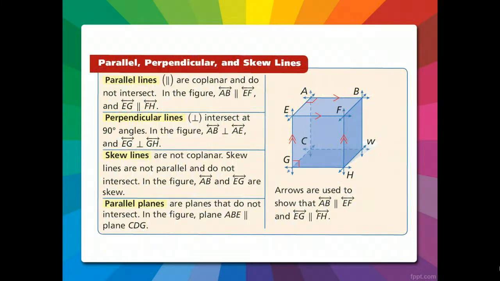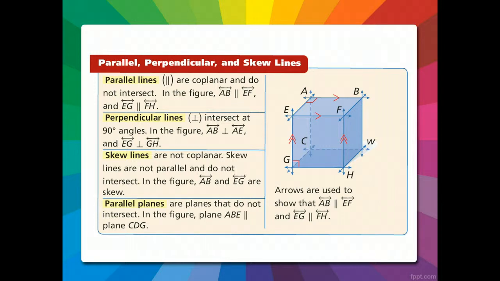If we look at the graphic on the right, we see a cube with all of the lines labeled. You can see special notation on some of the lines. Over here on EG and FH, we have two little red arrows. These denote that these two lines are parallel to each other, just like EF and AB have those same marks.